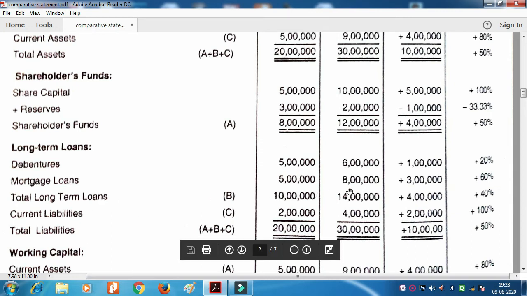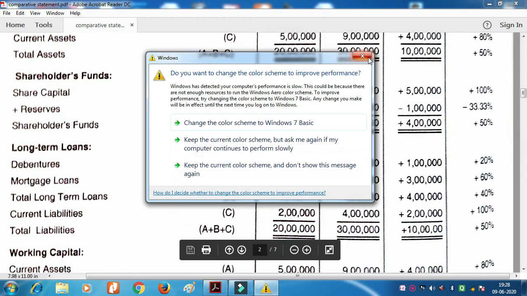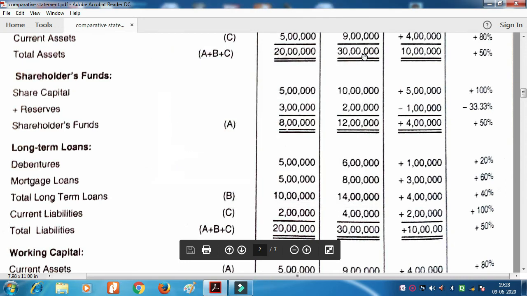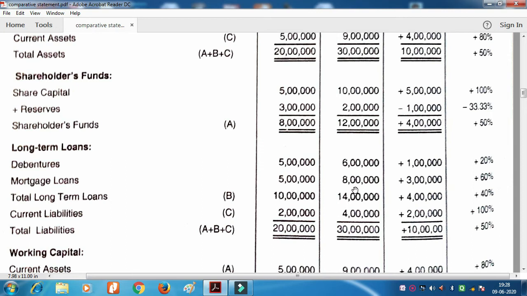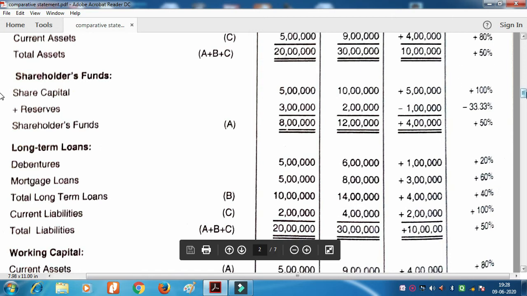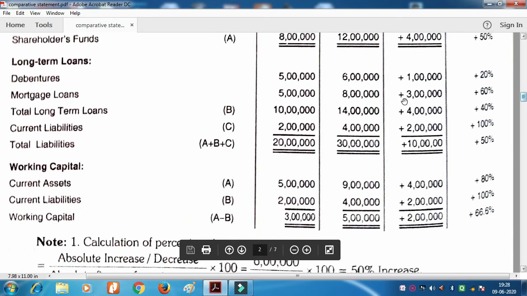In case of mortgage loan also, from 5 lakh it increased to 8 lakh. So the difference is 3 lakh. So 3 lakh divided by 5 lakh will give you 60%. So we have the total liability 20 lakh and 30 lakh, difference is 10 lakh. So 10 lakh divided by 20 lakh will give you the difference, that is 50%.